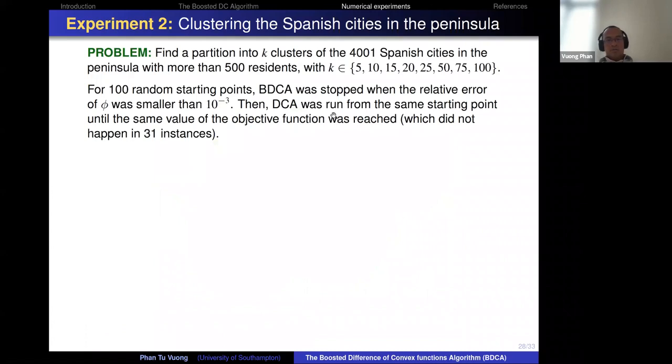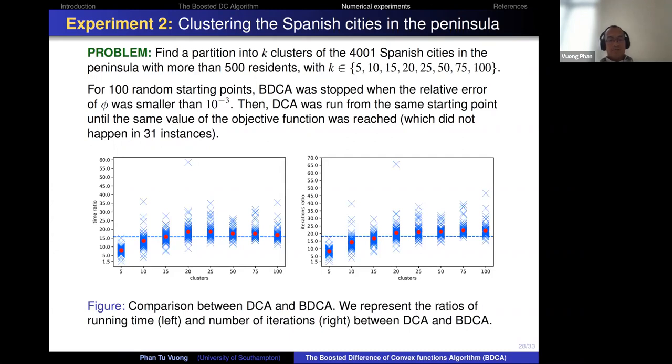We also did the experiment with k clusters, where k belongs to a set from 5, 10 to 100 clusters. We chose 100 random starting points. BDCA was stopped when the relative error was less than 10 to the power of minus 3, and DCA ran from the same starting point until the same objective value was obtained, which cannot happen for 31 instances. Here we compare the ratios. On the left is the time ratio, which says BDCA is 15 or 16 times faster in time, and in the number of iterations, it is about 17 times.